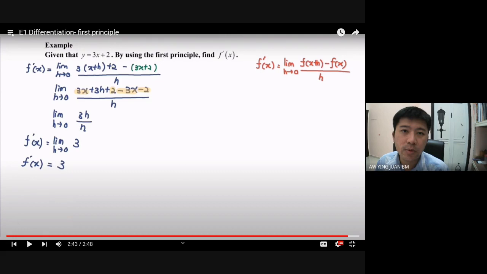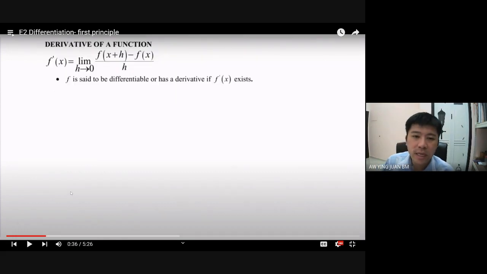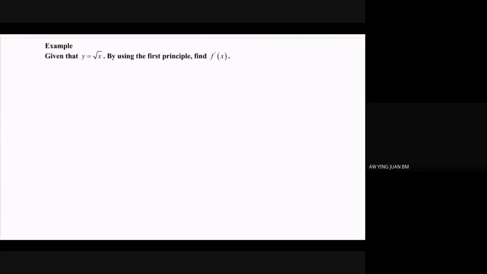So, another example. Kindly refer to this case. Again, we are using the first principle. Refer to the formula and we have two different things. One is differentiable. Another is the derivative, which is dy dx. So here is the example. Given that y equals the square root of x, by using the first principle, find f prime x.